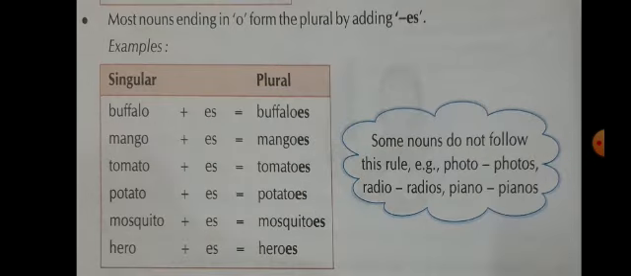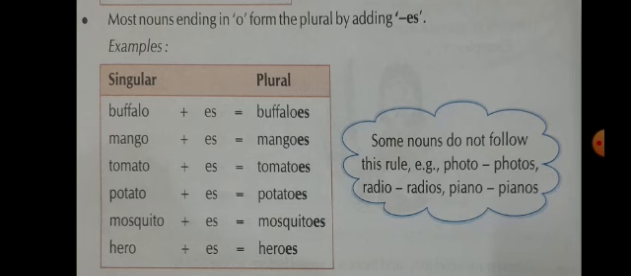Most nouns ending in O form the plural by adding es. If there is O in the last, for maximum nouns, how will we form a plural? Like there is O in the last of buffalo. So, what will we do? We will just add es in the last. So, you must remember this thing. If there is O in the last, we will simply add es in the last.